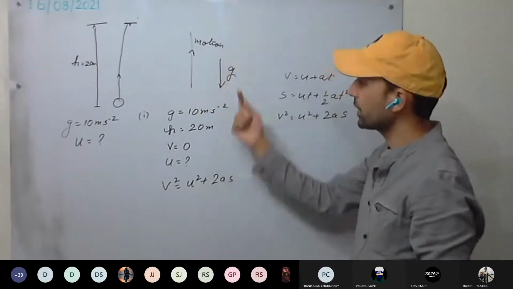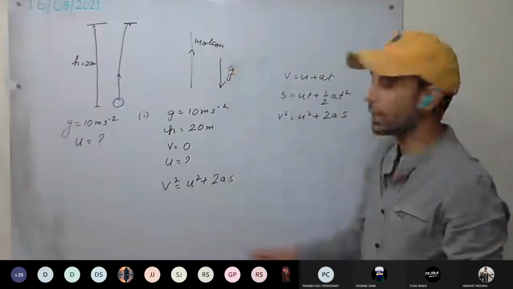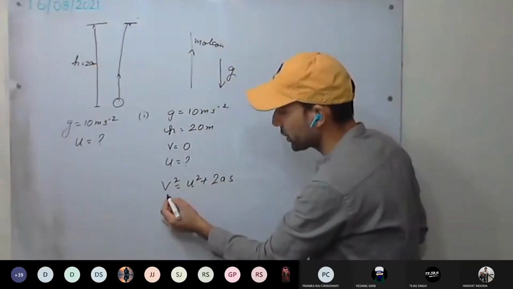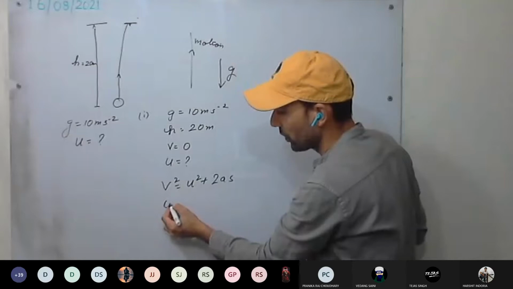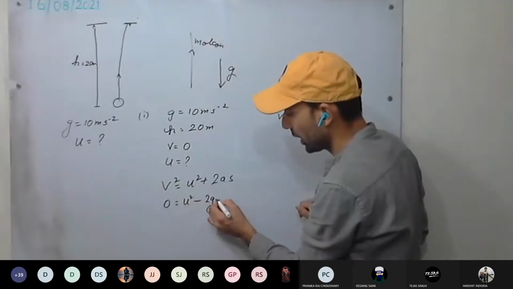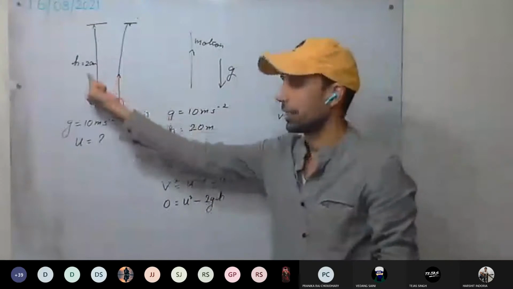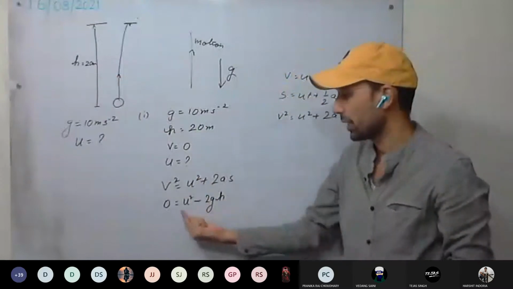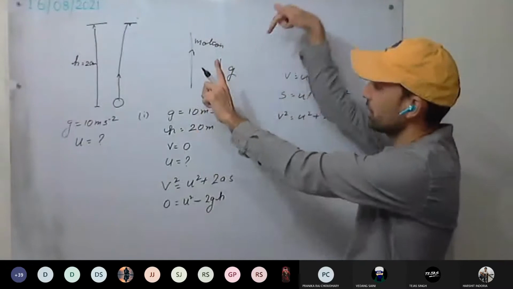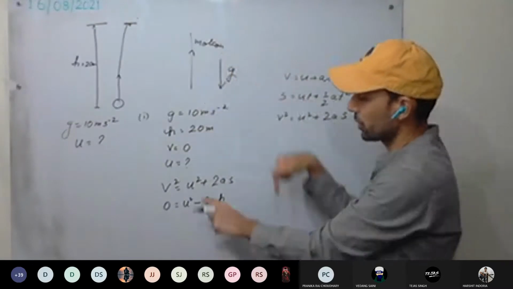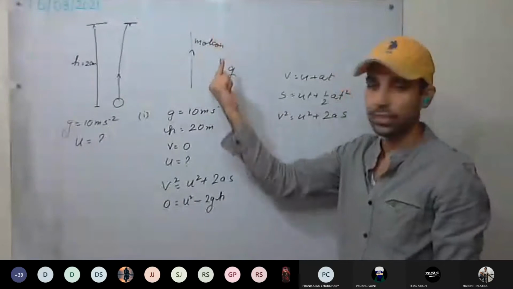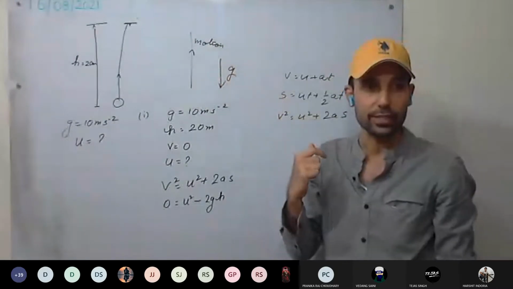Yes or no? g is in this direction, so we have to take it in the opposite direction, minus g will be there. So V square is 0, the final velocity is 0. U square minus 2gh, h the height. This will be the equation, because motion is in this direction and acceleration due to gravity is opposite. So we have to take the minus sign. Why? It will be retardation. Have you got that?